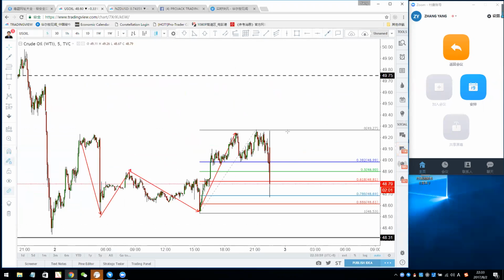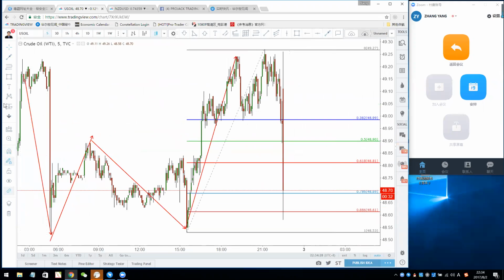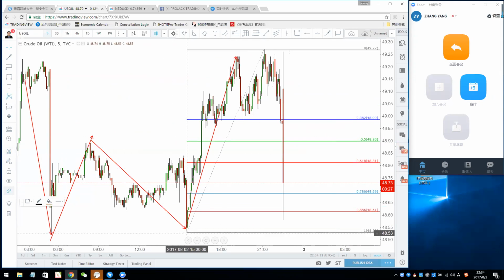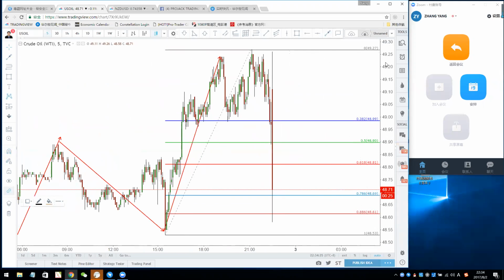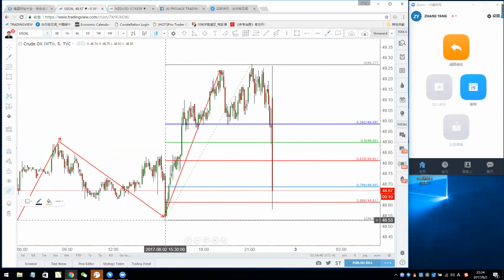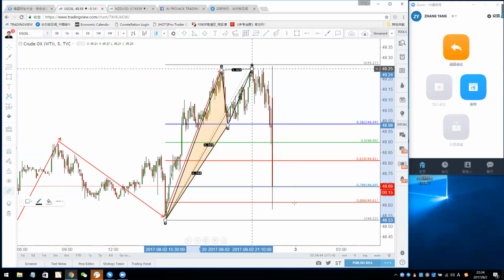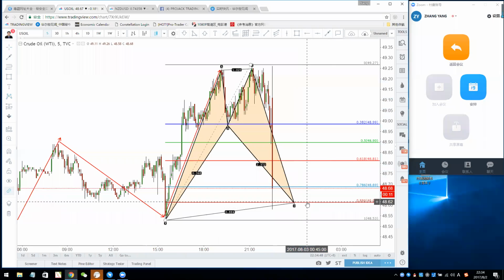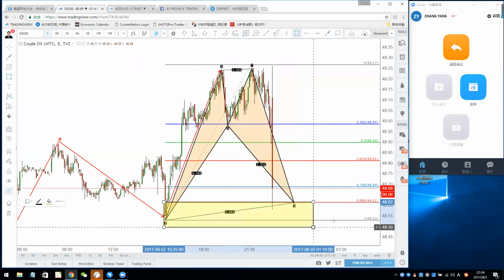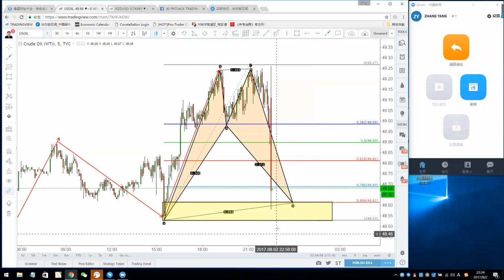Right. What about the oil? It goes down, touches the 886, and forms the bat pattern. Did you see that? It may not be a very perfect bat pattern because the C point is a little bit higher than the A point. There's a bullish bat pattern completed at 48.61. So for this bat pattern entry, you can buy from here, from 48.61, with a stop below 48.50.